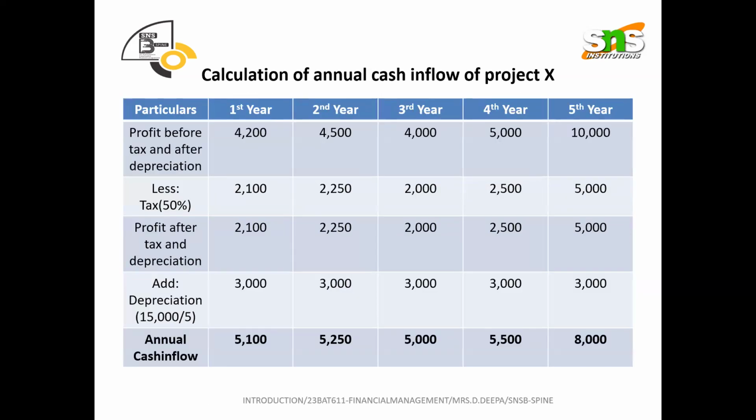See here. So with this profit after tax, we should also include depreciation. So how is this 3000 mentioned for all the different years? 15,000 is our initial investment, that is the cost of the project, divided by the life of the project. So what is the life of the project? That is 5 years, so divided by 5. That is why we are able to get 3000 for all the different years.